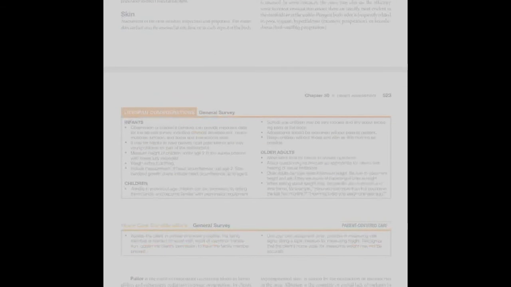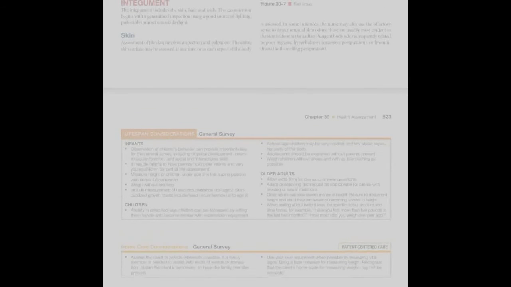Is assessed. In some instances, the nurse may also use the olfactory sense to detect unusual skin odors. These are usually most evident in the skin folds or in the axillae. Pungent body odor is frequently related to poor hygiene, hyperhidrosis, excessive perspiration, or bromidrosis, foul-smelling perspiration. Integument. The integument includes the skin, hair, and nails. The examination begins with a generalized inspection using a good source of lighting, preferably indirect natural daylight.